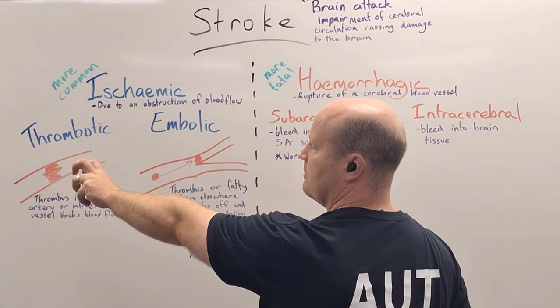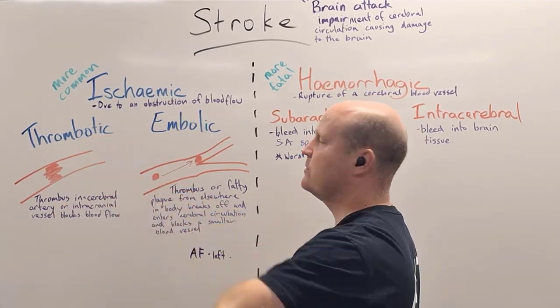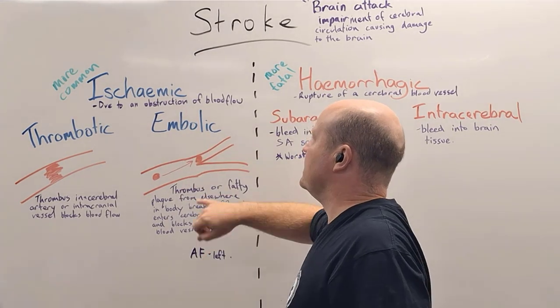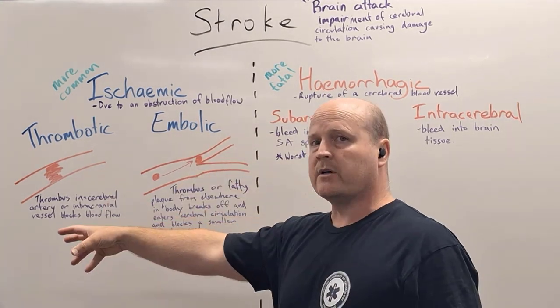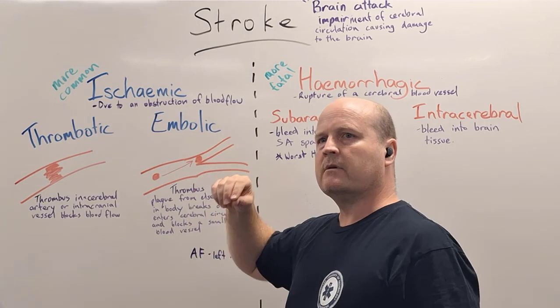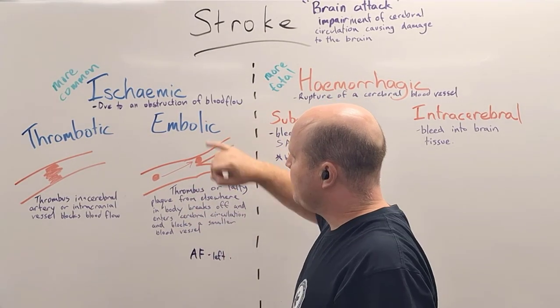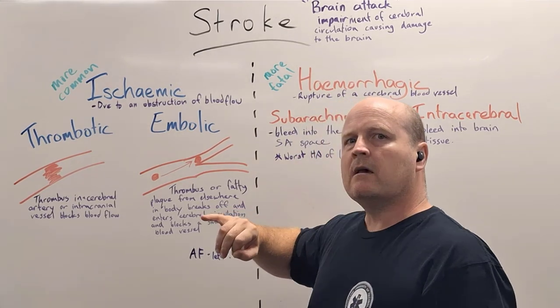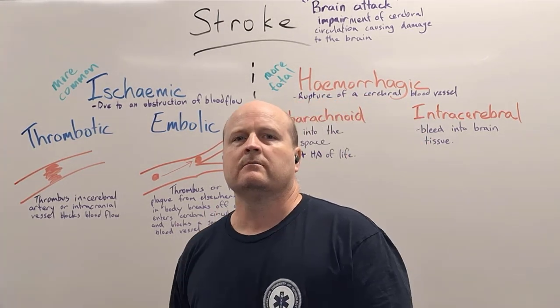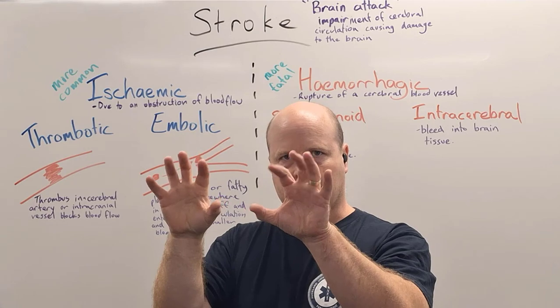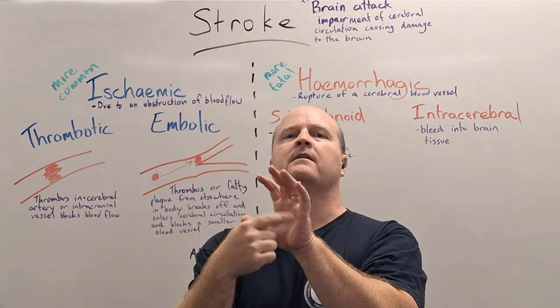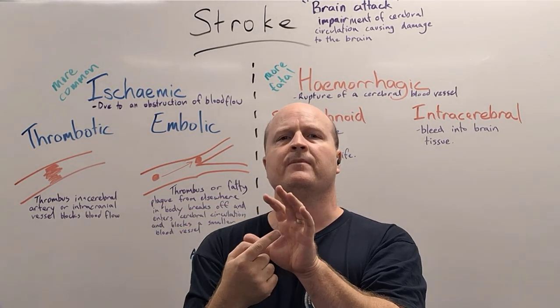Thrombotic: a blood clot within the brain tissue. Embolic is our blood clot from elsewhere in the body that then floats through and embeds in our cerebral circulation. The most common cause of embolic stroke is atrial fibrillation. When the atrium isn't contracting properly, the blood becomes stagnant in the heart and a clot can form.